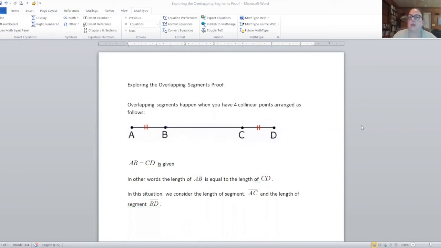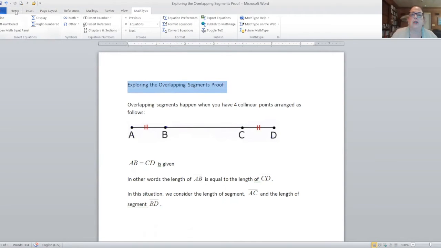This is an introduction to one method of doing a proof. One way of exploring how to prove something is to first use an example and write out your example as carefully as you can, and then turn that into a proof. So we have just started looking at the overlapping segments situation.